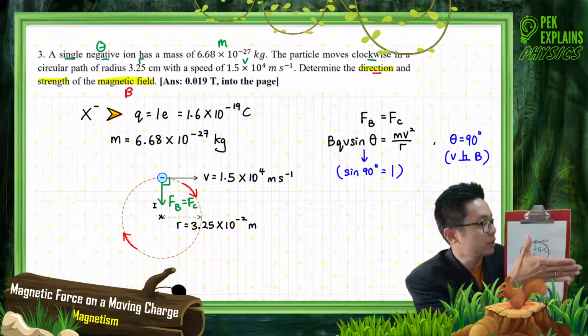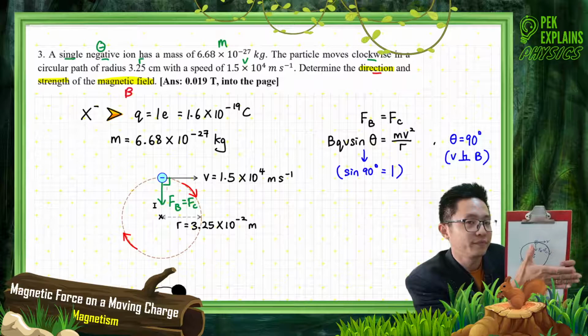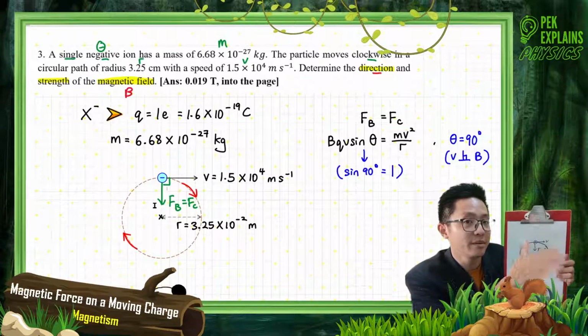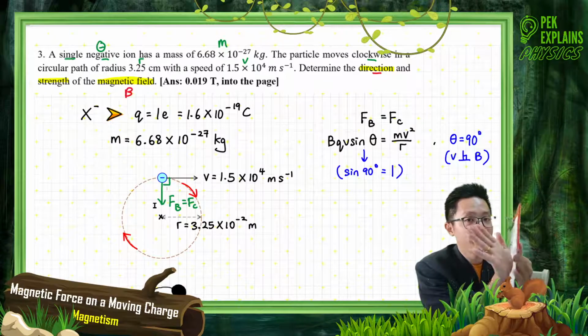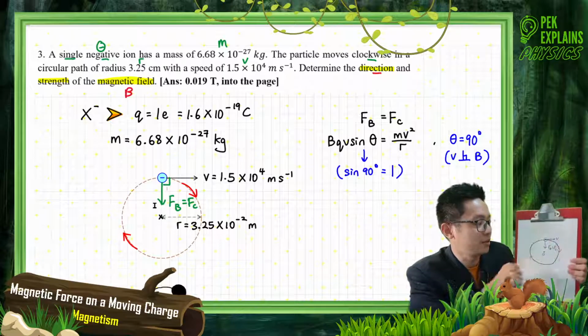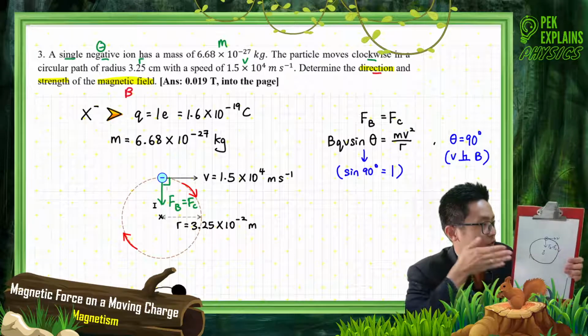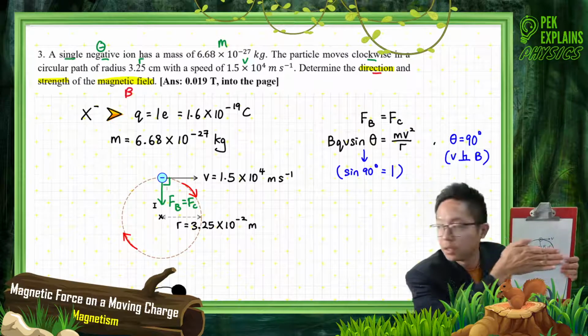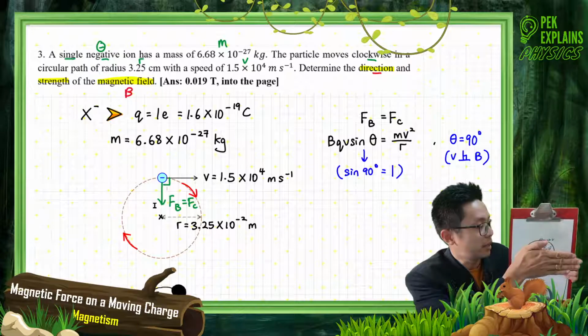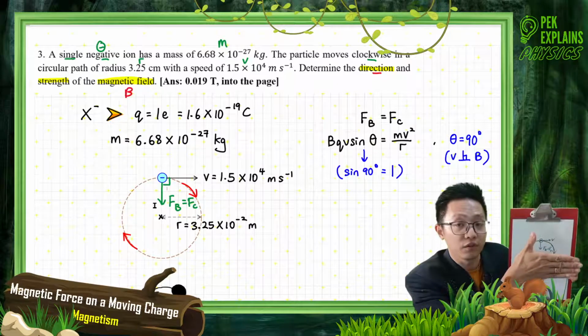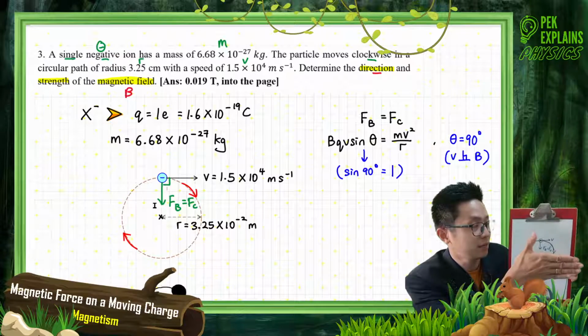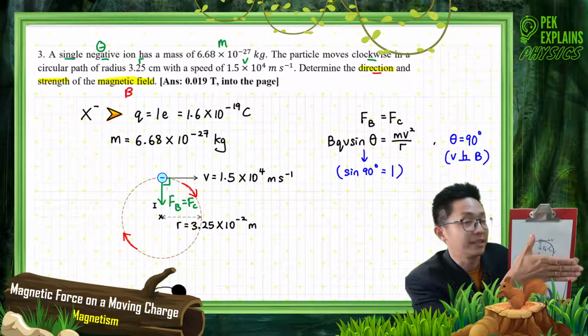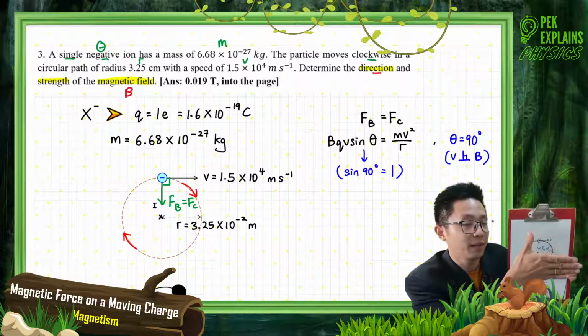So, what do you think is the direction of the magnetic field? My magnetic field is my palm. This palm is the magnetic field. Let's look again. My forefinger is the velocity. My thumb actually represents the force, but because it's a negative charge, my thumb is opposite the force. Force is downward, so my thumb is upward.